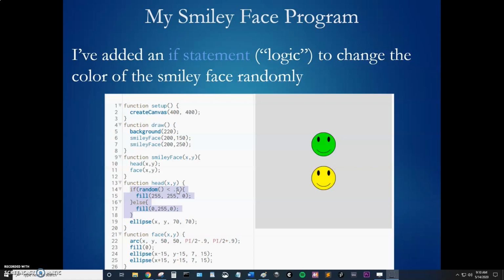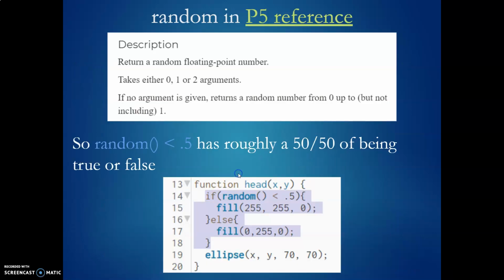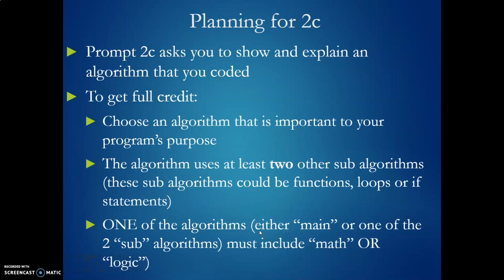But what happens here in my program is I'm using random to randomly change the color of my smiley faces from green to yellow. You can read about the random function in the reference for P5. If you call random without any arguments, it's going to give you a decimal from 0 to 1. They call that a floating point number, which is a fancy way of saying a decimal. So I'm pretty close here to having a 50-50 chance of having a yellow or green smiley face.